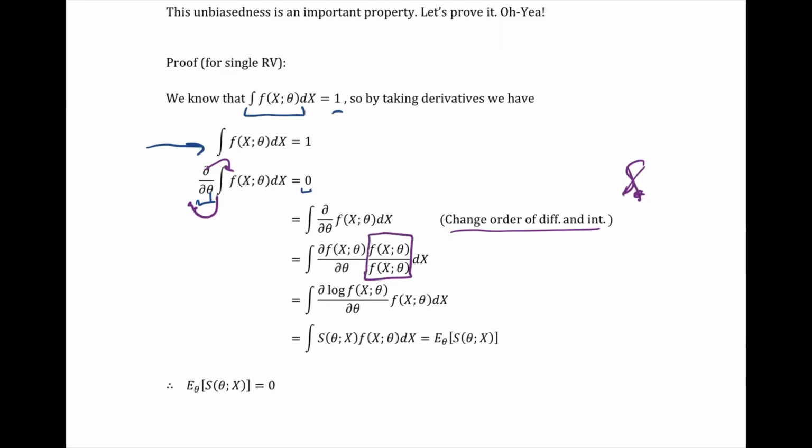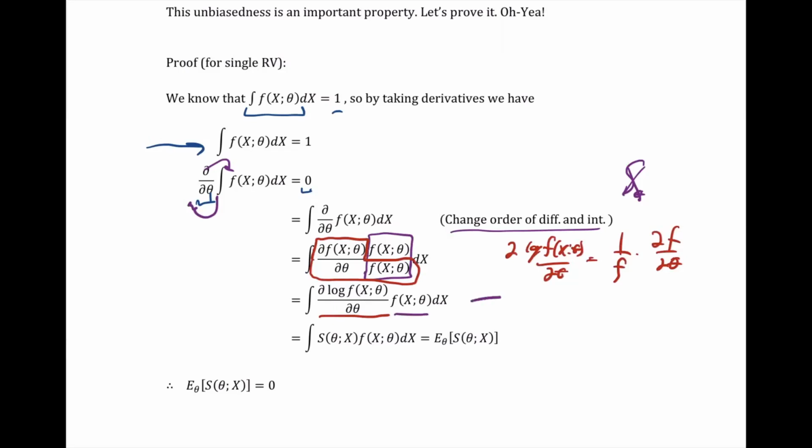Multiplying by 1. I'm going to rewrite things, and notice that this part here looks like the derivative of the log, because the partial of log f of x, theta, partial theta is equal to 1 over f times the derivative of f with respect to theta. So that's what I have here in red. Then what's left over in this last piece here is in purple.